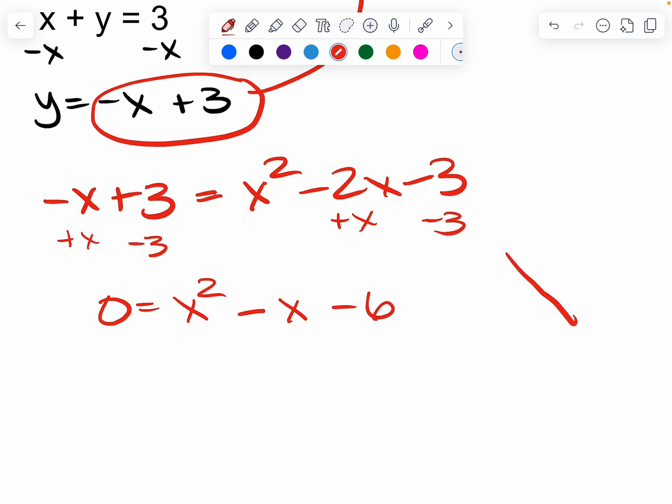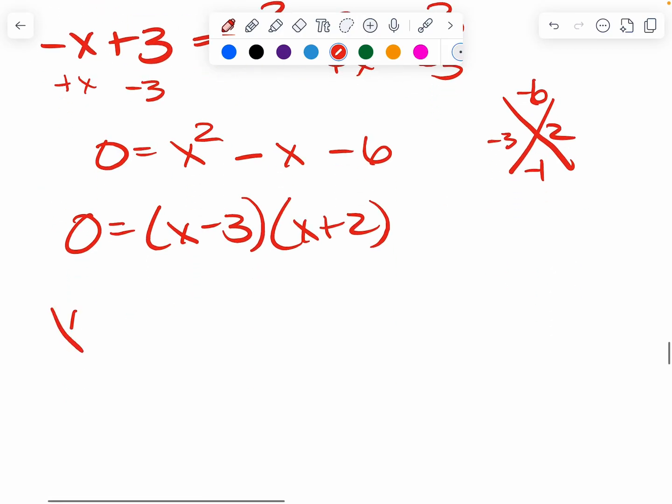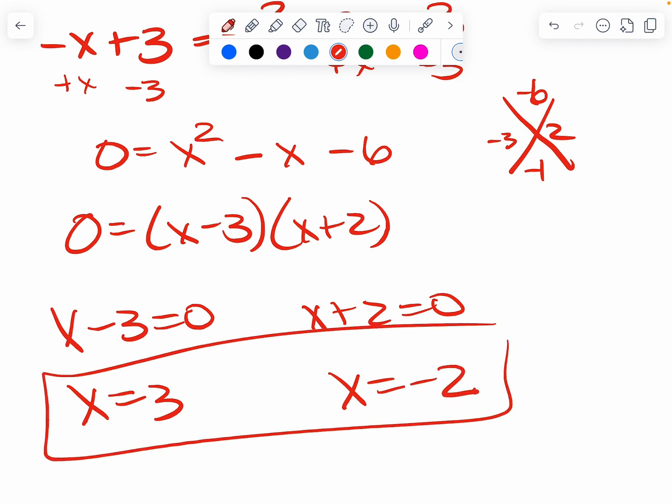You can do it all sorts of ways to solve it. I'm going to do this one. What are the factors of negative 6 that add to negative 1? Negative 3 and 2. So x minus 3, x plus 2. So x minus 3 equals 0, x plus 2 equals 0. So x equals 3 and x equals negative 2. And those are the solutions.